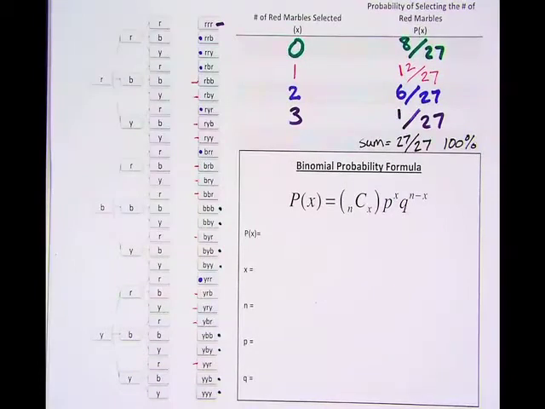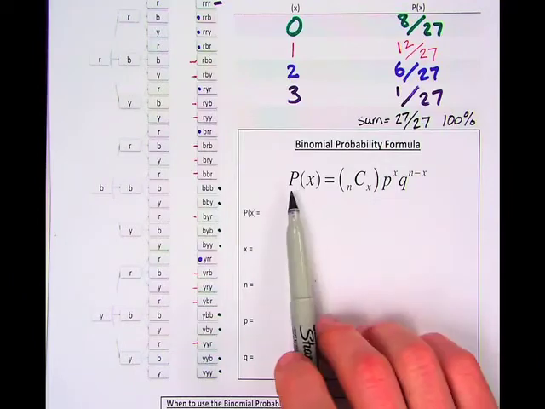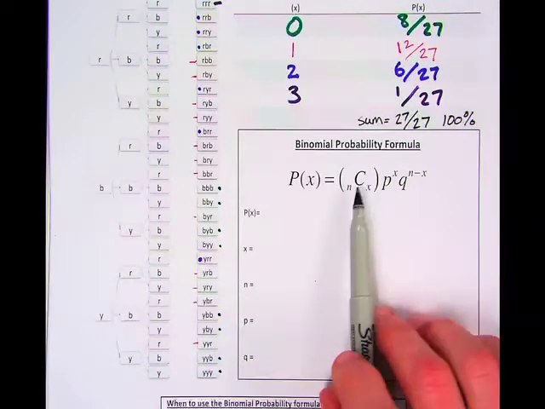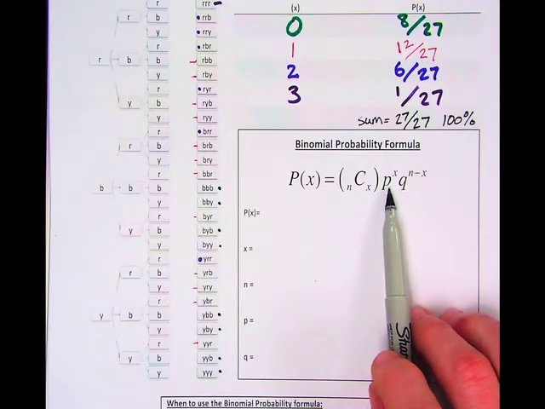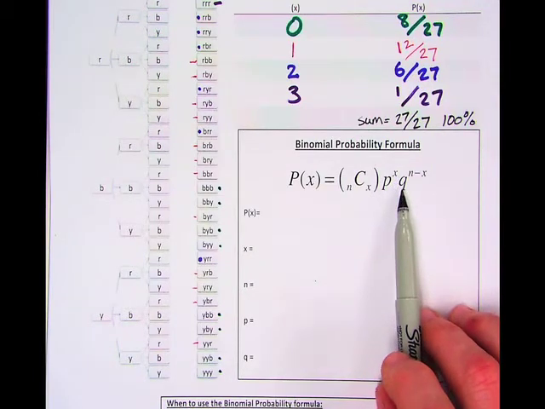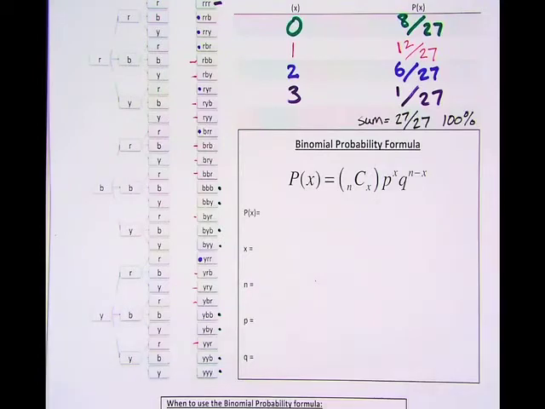Now we're going to move on and talk about the binomial probability formula. What this is saying is the probability of getting exactly x successes in n tries is nCx times the probability of success raised to the number of successes, times the probability of failure raised to the number of failures. Let's go ahead and write down what each of these things means.